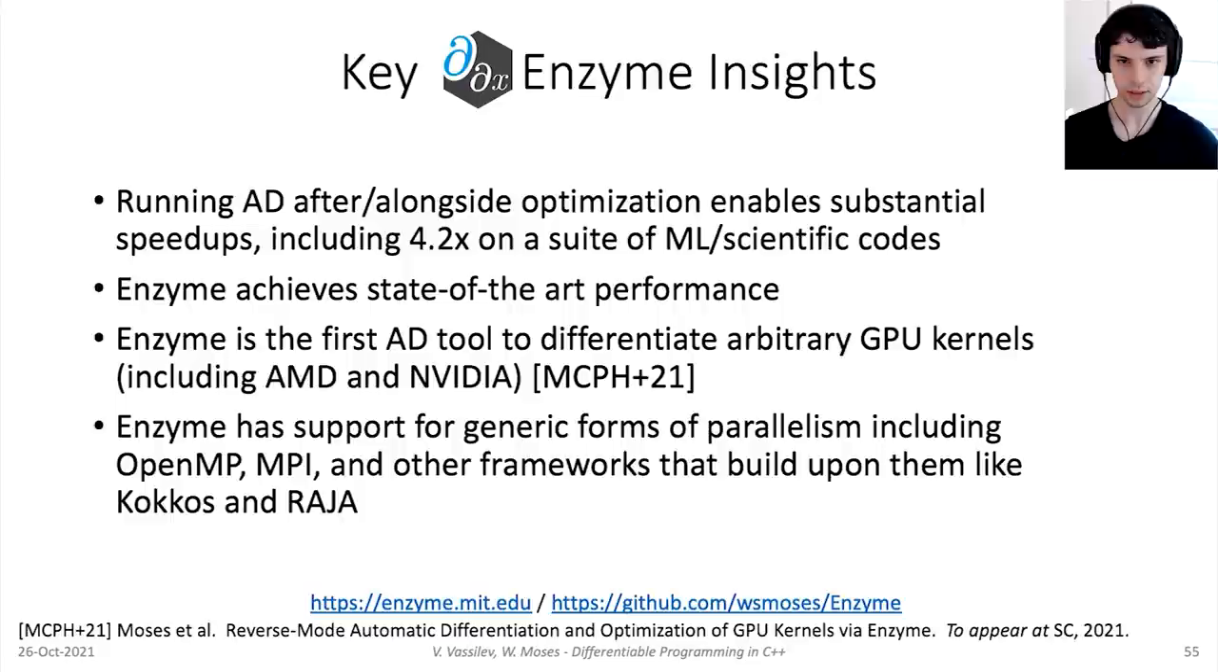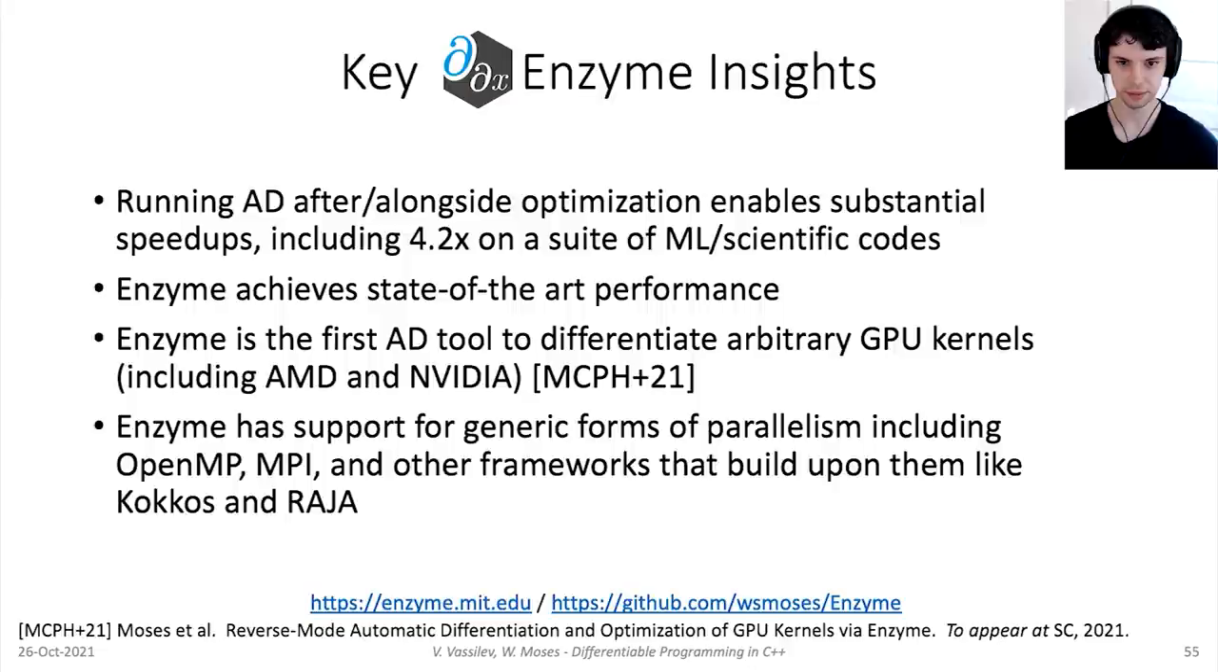So a couple of key insights from doing it at the Enzyme level, or the low level, is that running AD after optimization enables a substantial speedup, including that 4.2x we saw on the suite of ML and scientific code, which also gives Enzyme, in this case, state-of-the-art performance compared with other tools. As a nice consequence of this, because Enzyme is situated at a low level where you have all of these arbitrary inputs and outputs, it's the first tool to differentiate arbitrary GPU kernels, since there's an already existing GPU backend, after making sure that it's able to handle race contention. And it's also able to work on all of the input languages, not just C++.